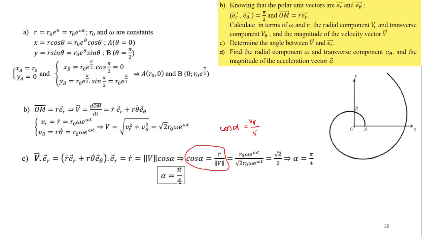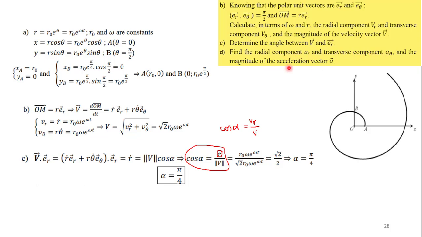Okay, let's then find this cosine. So it's equal to, we need to write what is R dot. So R dot is equal to R0 omega e^(omega t). And you have already found the magnitude of V. And therefore we can deduce what is the angle alpha. It's pi over 4.